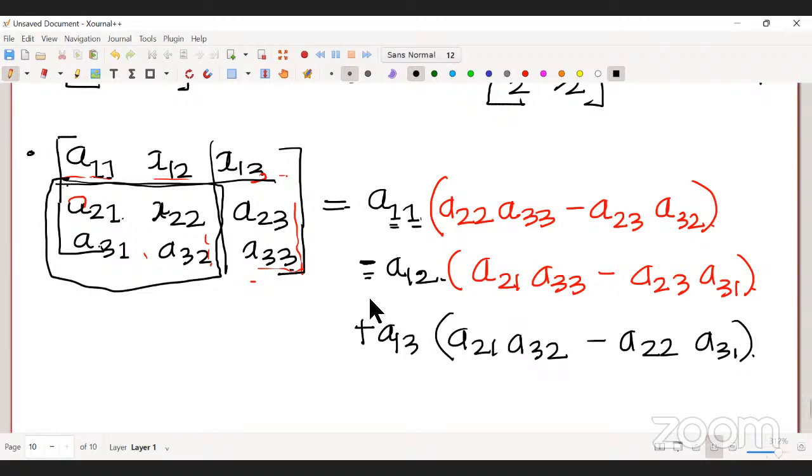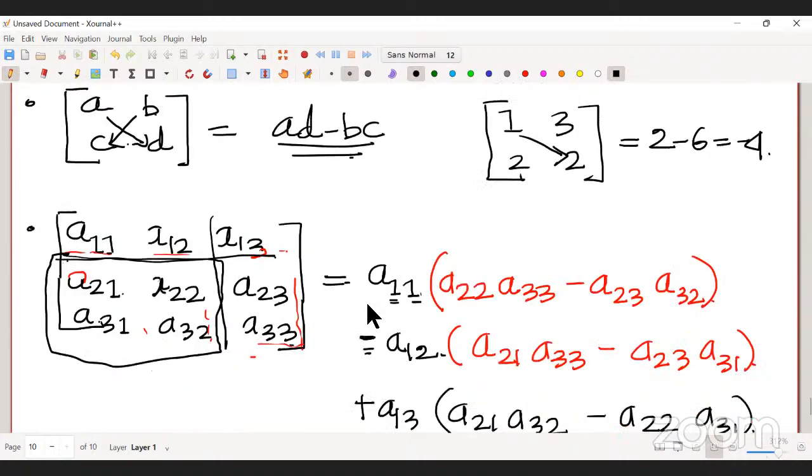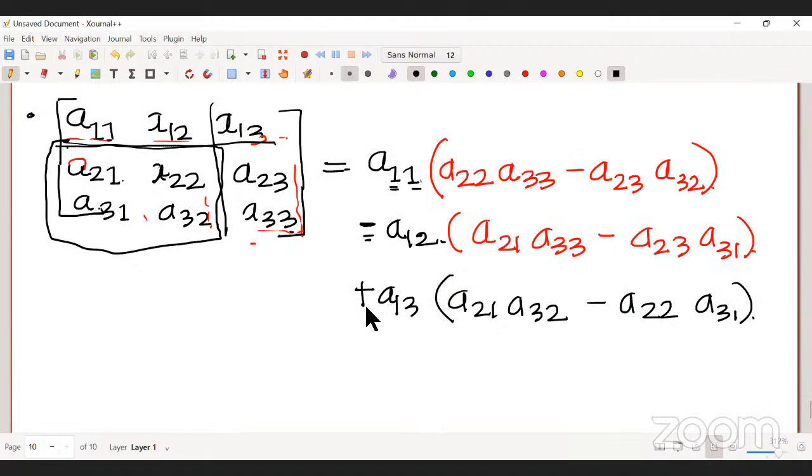So any doubt till now? No, sir. Yes. Okay, so in this way you can compute the determinant.